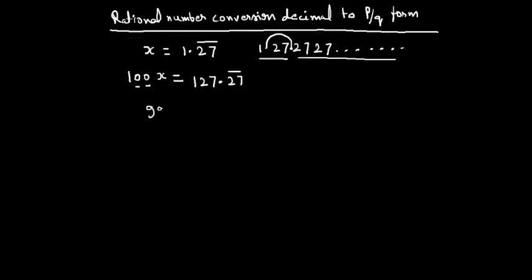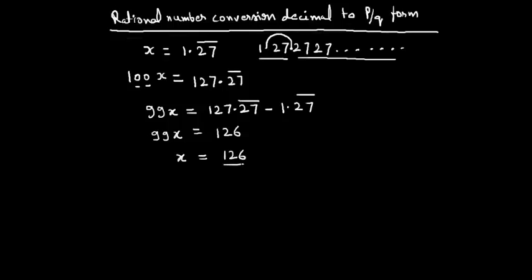Let's see what happens. It will be 99x, and other side of equation will be 127.27 bar minus 1.27 bar. Okay, this will become 126, right? 99x would be equal to 126, and finally if we simplify, this will be 126 divided by 99, and which would be equal to 14 by 11. Right? How did I get this? Basically, I simplified this and divided by 3, and this is what I get.